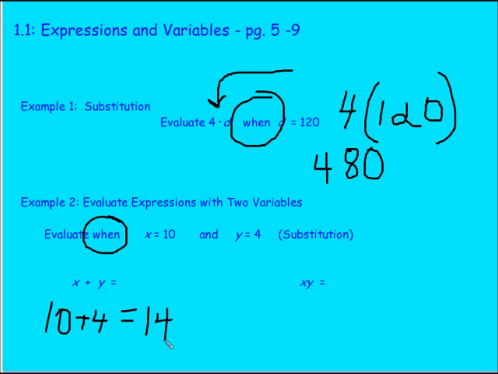When we get to the next one, I have xy. I don't see an operational symbol. I see them right next to each other, so that means it's going to be multiplication. So the x is 10. Because I'm using numbers, I'm using the parentheses times 4. And if we haven't seen this one enough, 10 times 4 equals 40. All right, easy enough. Good way to start back in.